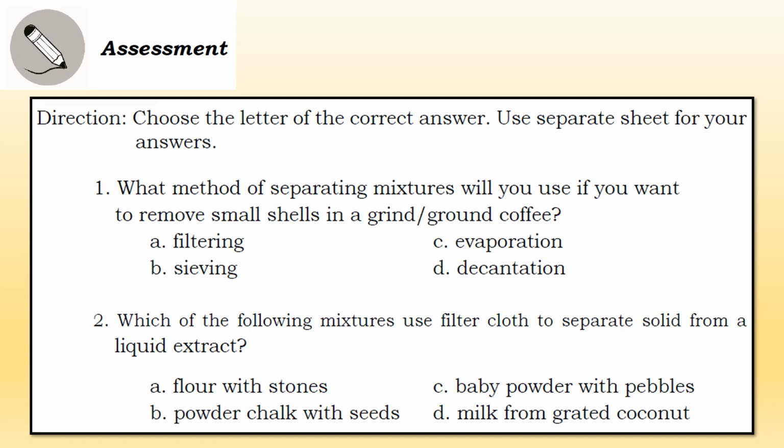For your assessment, you have to choose the letter of the correct answer. Number 1, what method of separating mixtures will you use if you want to remove small shells in grind or ground coffee? So pag naghalo yung small shells at yung grind coffee natin, ano yung gagamitin natin na technique para ma-separate ito? Letter A, filtering. B, sieving. C, evaporation. D, decantation.